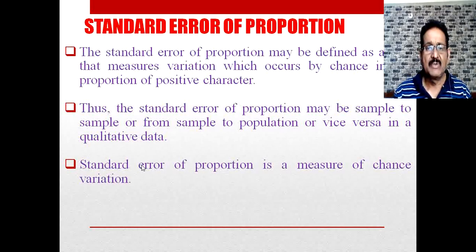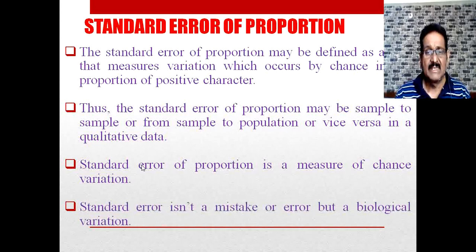Standard error of proportion is a measure of chance variation. So when we use the word error, we should not think this is an error, but previously we learned that standard error is a biological characteristic. So that is not a mistake but a biological variation. You can learn it in a very simple way.